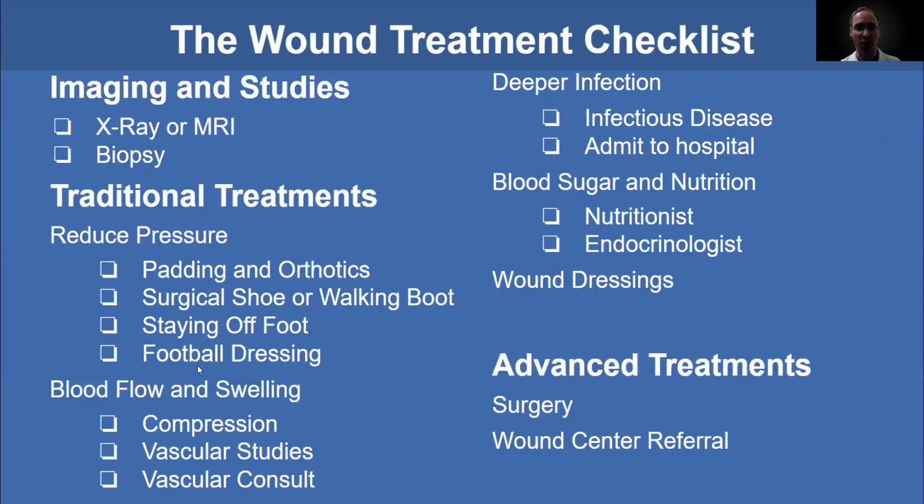Big football dressing, that's just a huge padded dressing. For blood flow, get compression. If there's a wound on the leg, use compression so it'll close. Vascular studies, vascular consult. Infectious disease, if there's an infection, admit them to the hospital if there's cellulitis. This is very quick. This is just my little checklist that I use. For blood sugar, get a nutritionist or an endocrinologist to help with the blood sugar, because if the sugar is too high, it's going to be really hard to heal that wound. Wound dressings, there's literally hundreds, possibly getting visiting nurses, and then advanced treatments would be surgery or wound care referral.